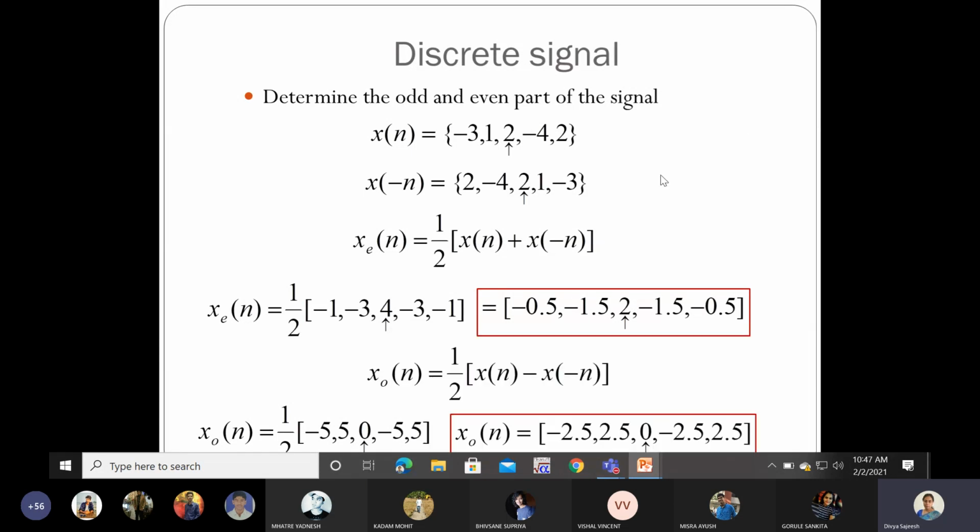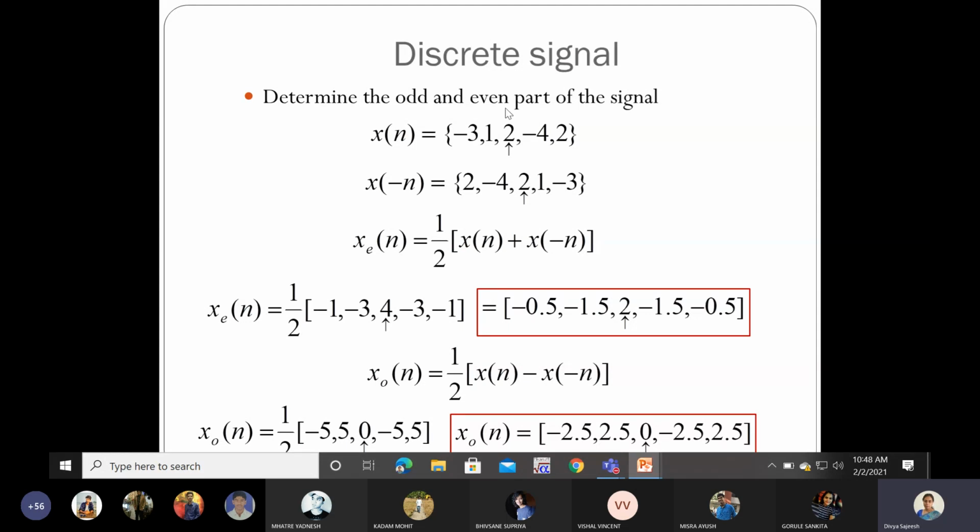Okay, anyway, I'll repeat again. Determine the odd and even part. So you have to obtain x of n and x of minus n. The arrow indicates the signal at the origin, which is x of 0. To the right hand side, it is the signals x of 1, x of 2, x of 3, like that. So here x of 1 is minus 4, x of 2 is 2. And to the left hand side of the arrow, it is the negative sided signal. So x of minus 1 is 1, x of minus 2 is minus 3.